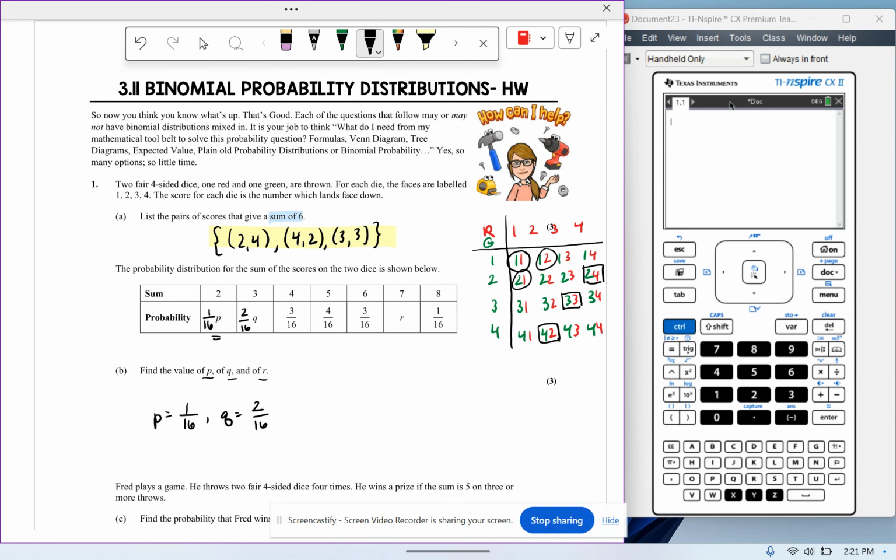And then R is a sum of 7. A sum of 7 is going to happen here and here. So that will be 2 out of 16. And then just double check your math. Do they all add up to 16 over 16? So I got 3, 6, 10, 13, 15, 16. 16 out of 16. Cool.